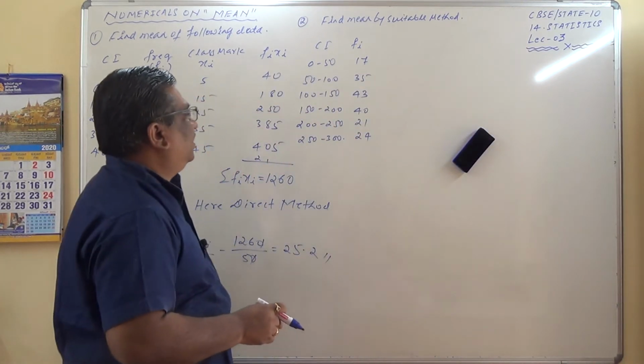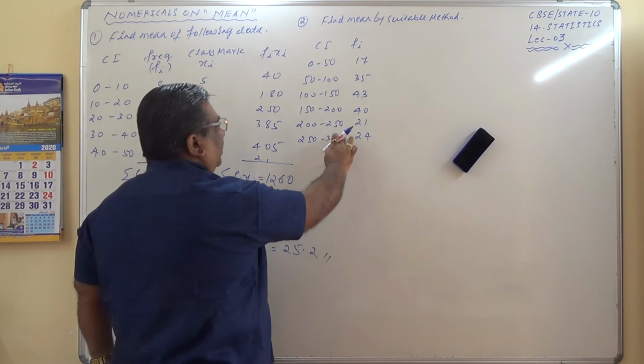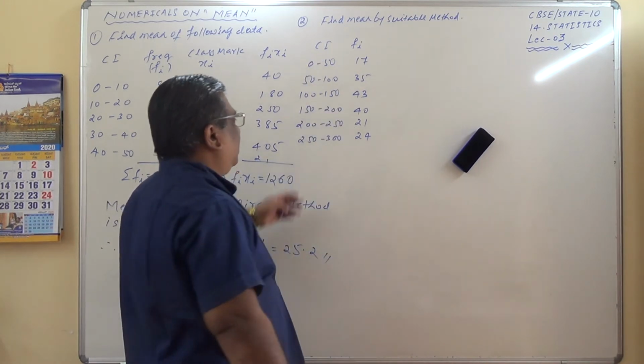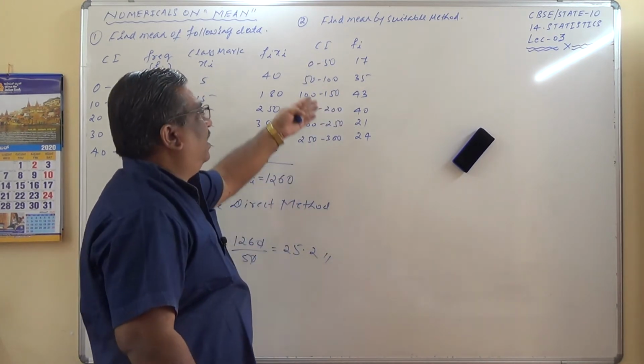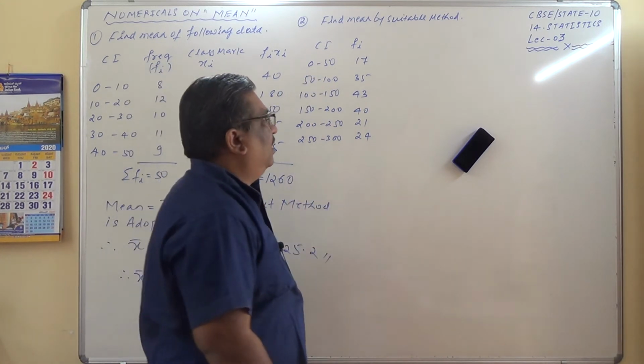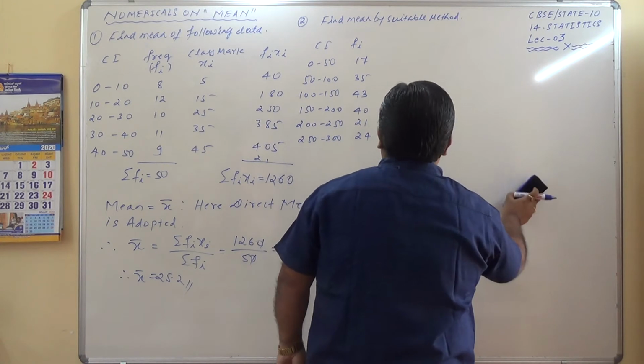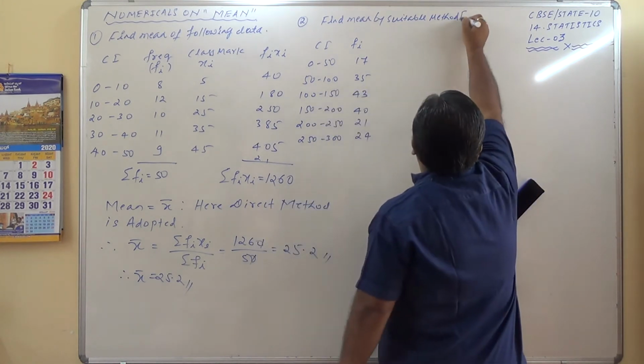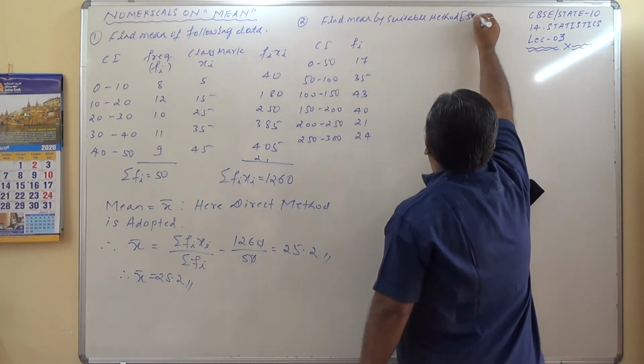Which is the suitable method for this one? Definitely I can say the class marks are quite big numbers, and the fi values are also very large, and therefore the suitable method that I am going to adopt is the step deviation method.